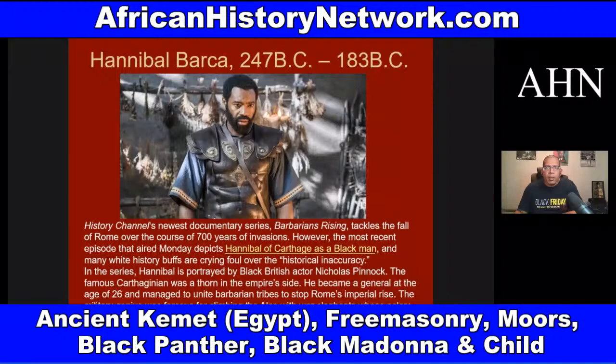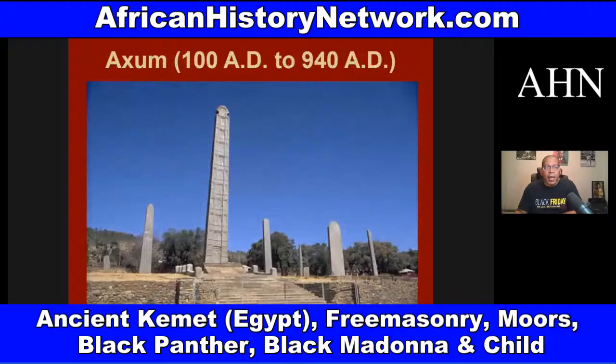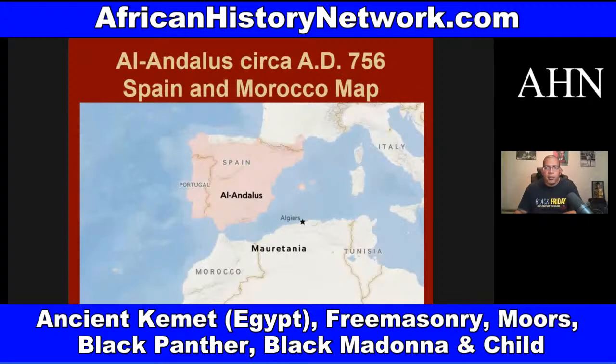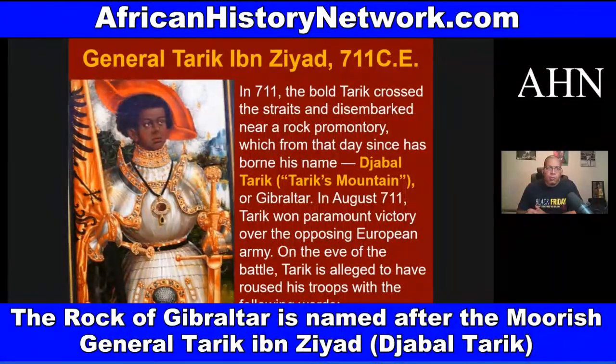We look at the Kingdom of Great Zimbabwe as well, Axum also. And then we look at the Moors, and the Moors going into the Iberian Peninsula and settling in 711 AD and settling in Al-Andalus. Okay, and they're going through Morocco. And we know that in 711, General Tariq ibn Ziyad, where he lands, they call that Jebel Tariq, or Tariq's Mountain, and we call it Gibraltar. Gibraltar, or the Rock of Gibraltar. Gibraltar comes from Jebel Tariq, Tariq's Mountain.